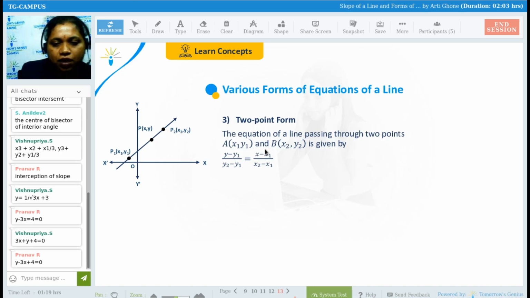Now no slope is given. So how you will solve? y minus y1 upon y2 minus y1 is equal to x minus x1 upon x2 minus x1. Okay, clear? Now here most of the time students forget that we don't have the value of y and x. Keep it as it is.